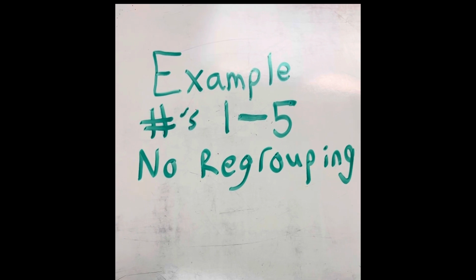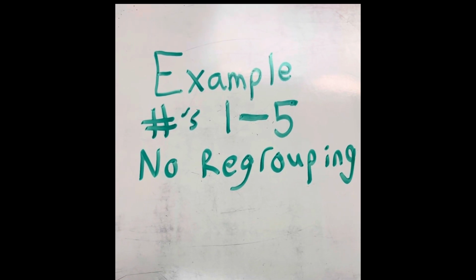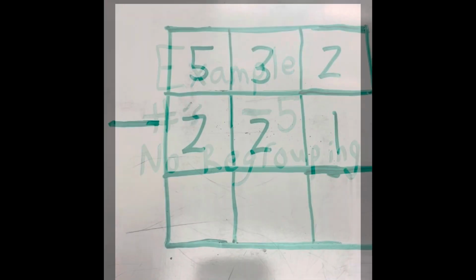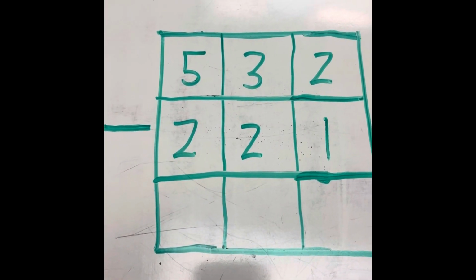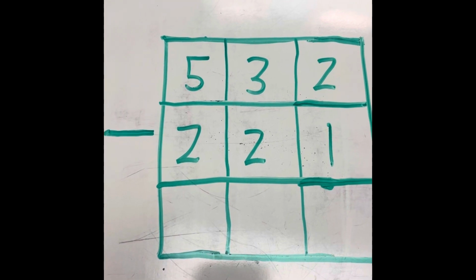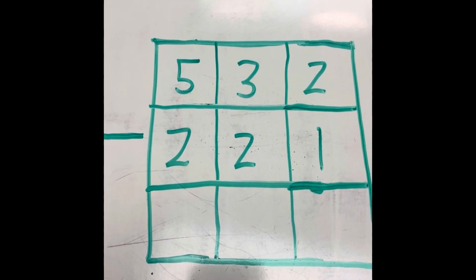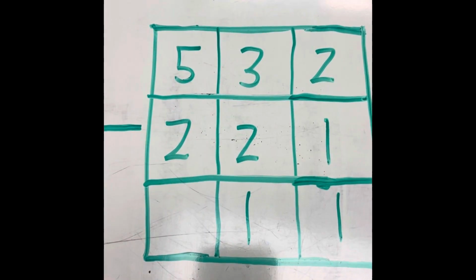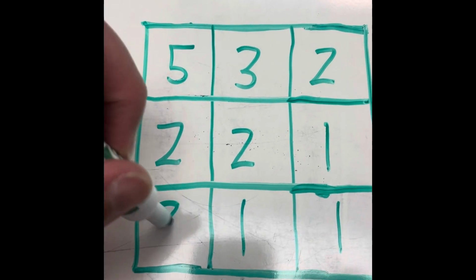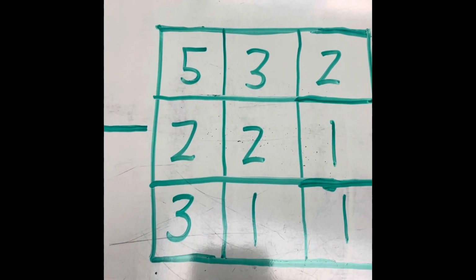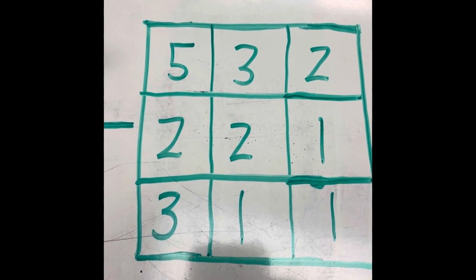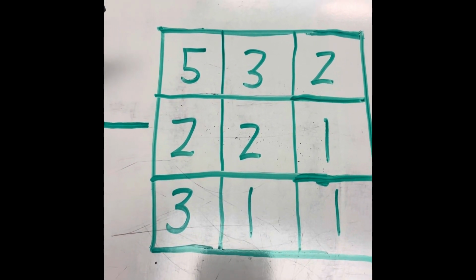All right, we are going to get into examples 1 to 5. For the first 5 examples, no regrouping. All right, example number 1, 532 minus 221. We start in the ones place. 2 minus 1 equals 1. 3 minus 2 equals 1. And 5 minus 2 equals 3. And we have our final answer, 532 minus 221 equals 311.